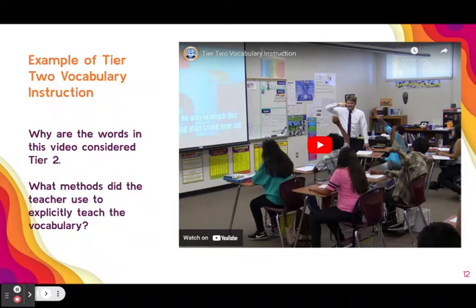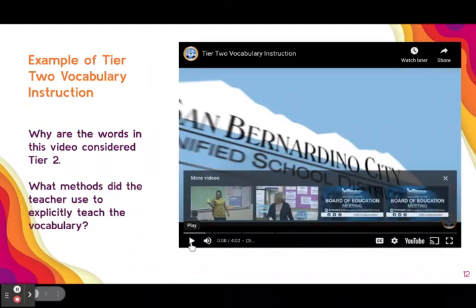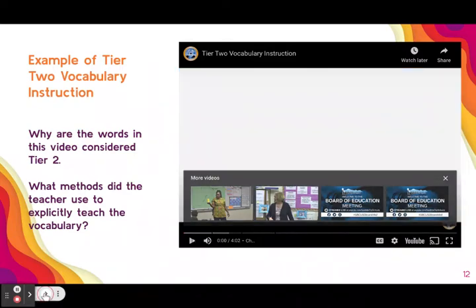So here's an example of Tier 2 vocabulary. While you watch this on your own, remember, jump to the slides, get into the video, and watch it on your own. This one's a little bit longer, 4 minutes. I want you to think, why were these words chosen? Remember, Tier 2. If you need to remember what Tier 2 is, go back to the slide. What methods did the teacher use to explicitly teach the vocabulary? So think about those two questions as you watch this 4-minute video.